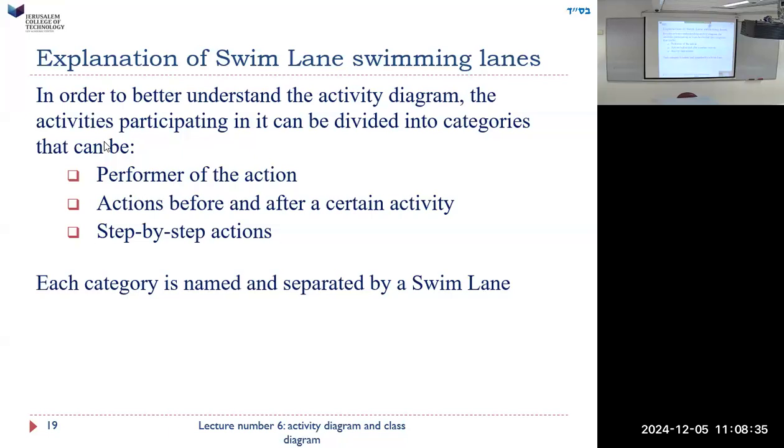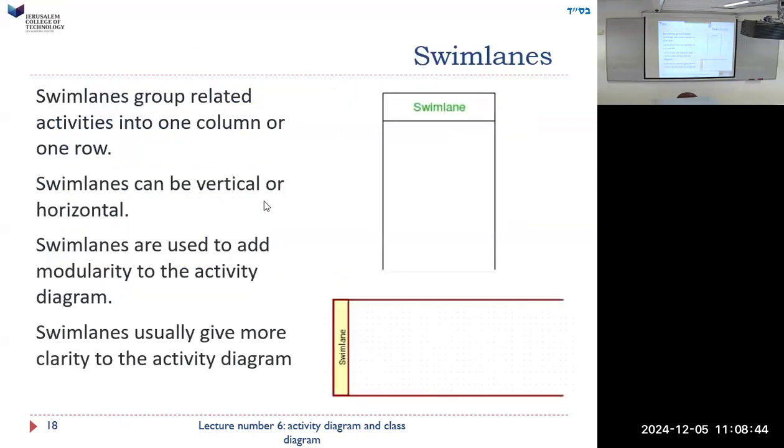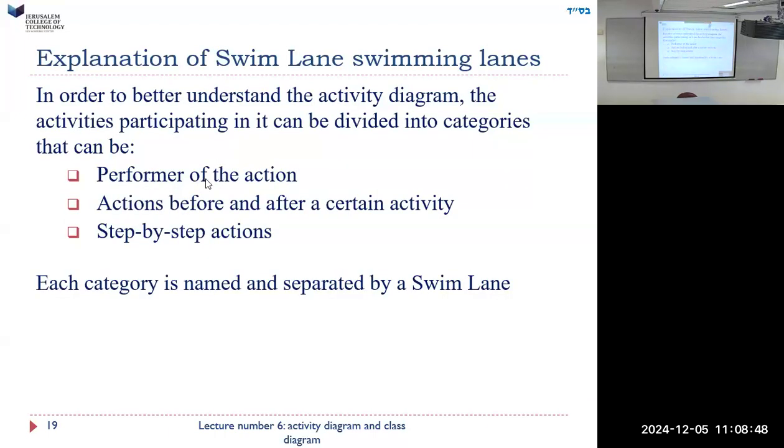In order to better understand activity diagrams, the activities participating in it can be divided into categories. In other words, we divide these categories. There are no set rules about what is a swim lane. What should we write here? It could be who performs the action, like we saw, the user or the server. It could be actions before and after a certain activity. I don't know what that means. Step by step, I don't know what that means.